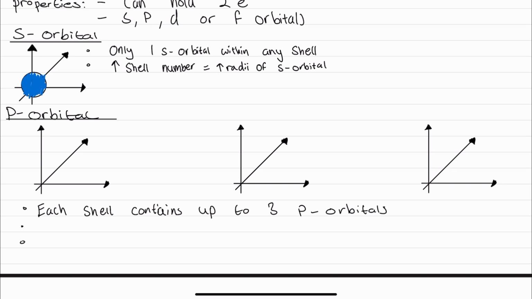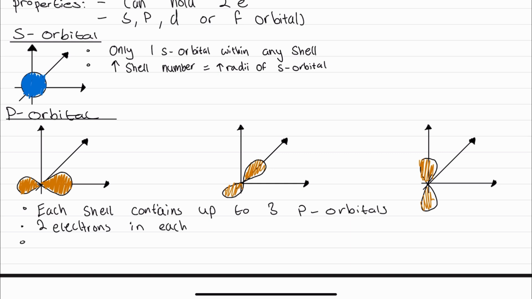Now, each of these 3 orbitals can have different orientations. So the first orientation is on its x-axis as such. So something like that. Second orientation would be on its z-axis as such. And then finally, it would be on its y-axis. Now, each of these orbitals can still only contain 2 electrons. So another property is that there are 2 electrons in each orbital, or p orbital to be more specific.